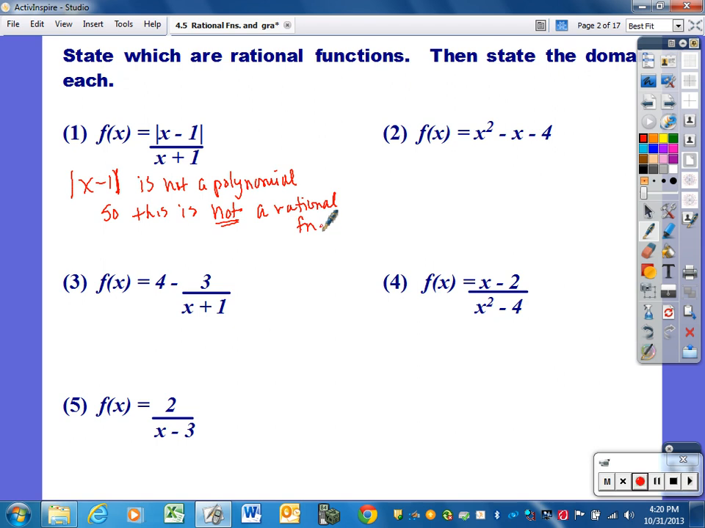We could still find the domain. It said the domain is all reals except where our denominator is undefined. So our denominator is x plus 1. So where is x plus 1 not equal to 0? Because if I have 0 in my denominator, it is undefined. So subtract 1. x cannot be negative 1 is my domain.